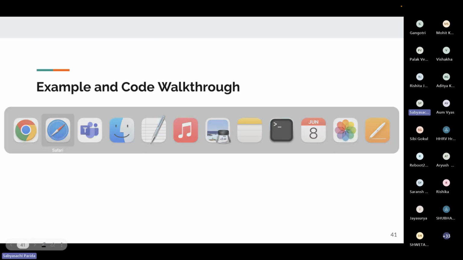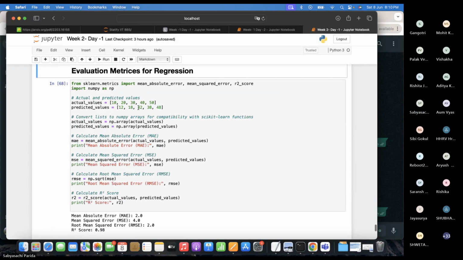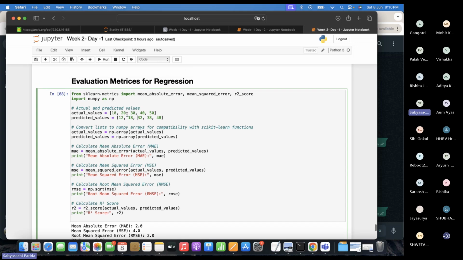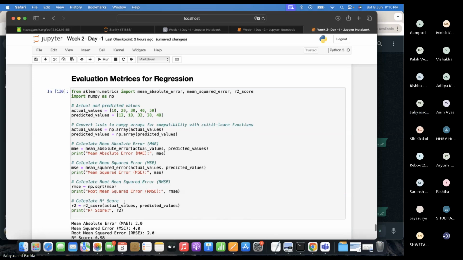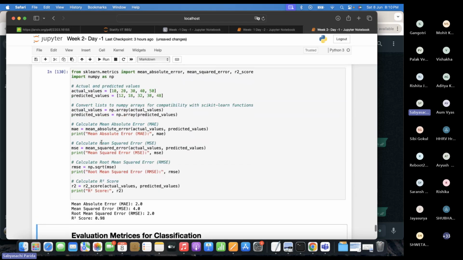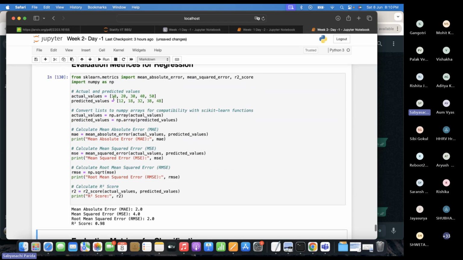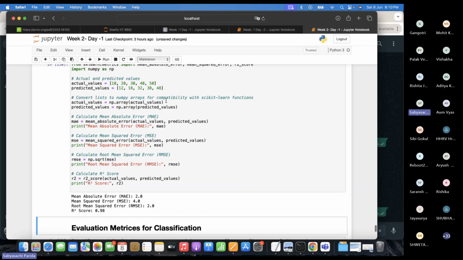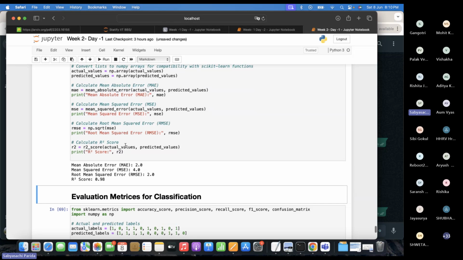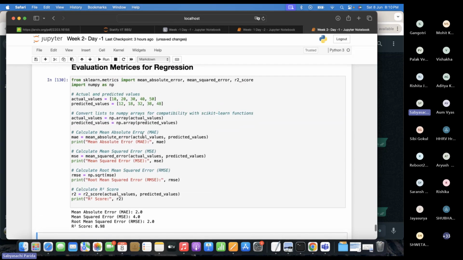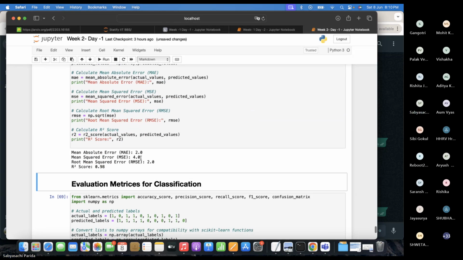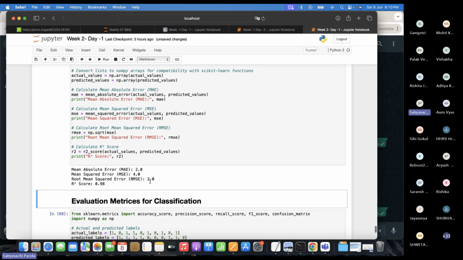Let's see an example of how this can be done in Python. Suppose these are my actual values: 10, 20, 30, 40, 50. And these are my predicted values, 12, 18, and so on. If I calculate the mean absolute error, how much was the difference? Everywhere it was 2 only. So the mean absolute error was coming as 2. The mean squared error, given that it is a squared loss, is coming as 4. If I take the square root of the mean square error, it is coming as 2. So the root mean square error and the mean absolute error are both the same.